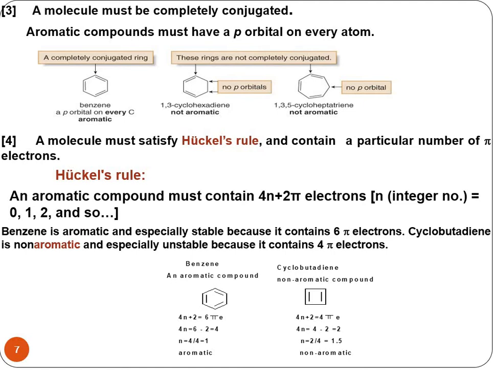So a molecule must satisfy Hückel's rule and contain a particular number of electrons. You can see Hückel's rule. An aromatic compound must contain 4n plus 2 pi electrons, with n an integer: 0, 1, 2 and so on. Benzene is aromatic and especially stable because it contains 6 pi electrons. Cyclobutadiene is not aromatic and especially unstable because it contains 4 pi electrons. So benzene and cyclobutadiene, see the differences between them.